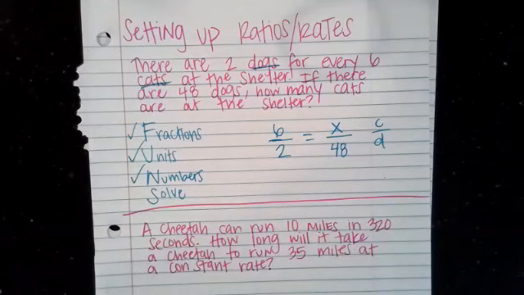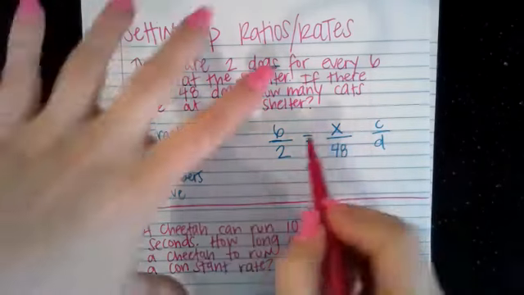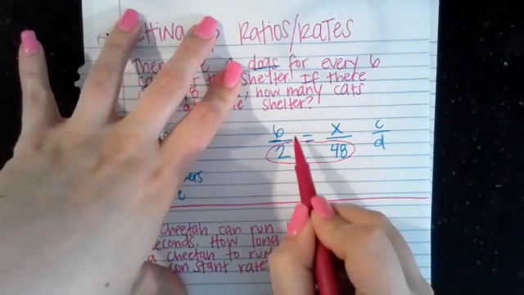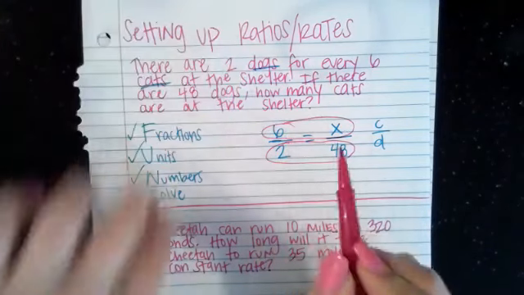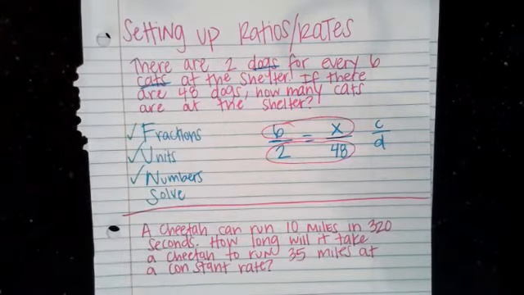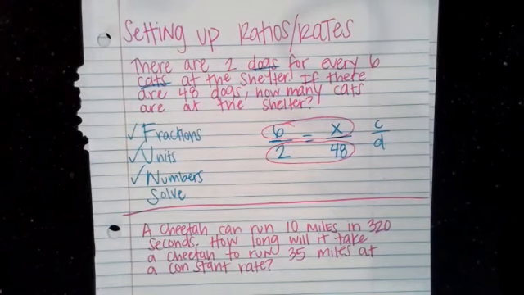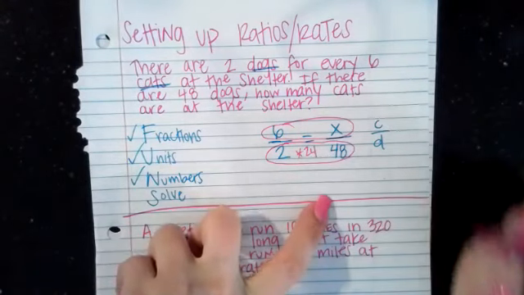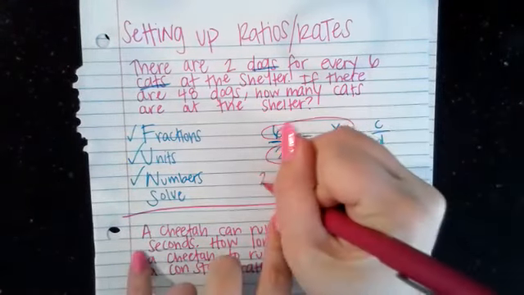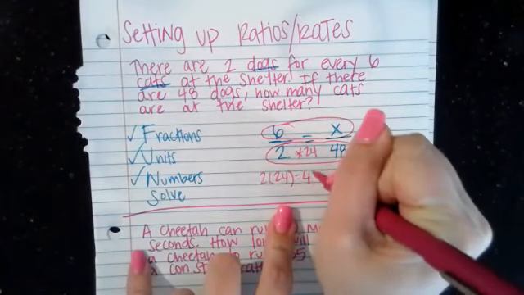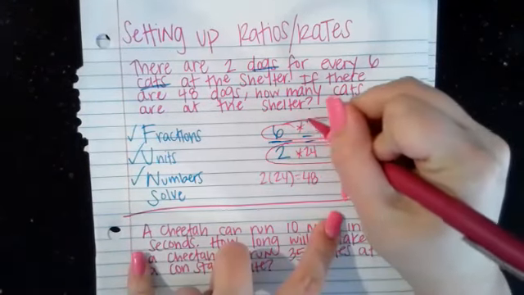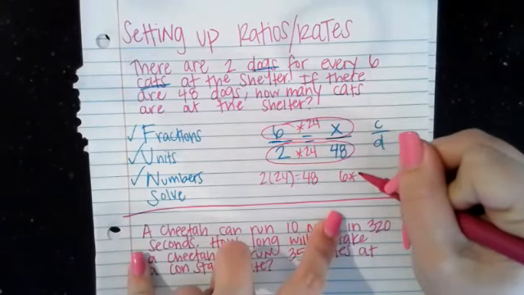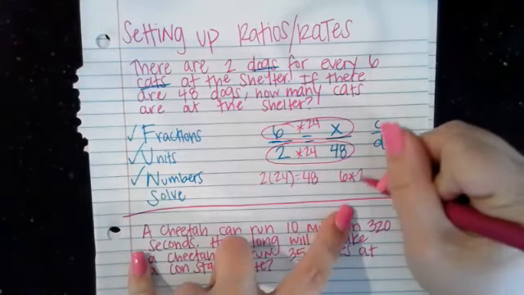And now I'm going to solve, and I can use either the crossroads or cross multiplication. I always like to check to see if I can do the crossroads method first. So if I look at my numerators and if I look at my denominators, is there an increasing or decreasing factor that's very obvious? And for me, there is. Going from 2 to 48, I know that I'm multiplying by 24. 2 times 24 makes 48. So if I do 6 times 24, that is going to tell me my value for X, or how many cats are at the shelter.